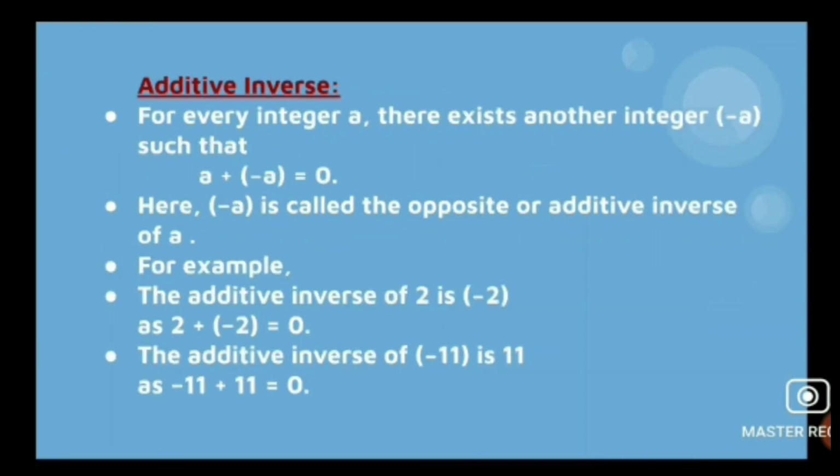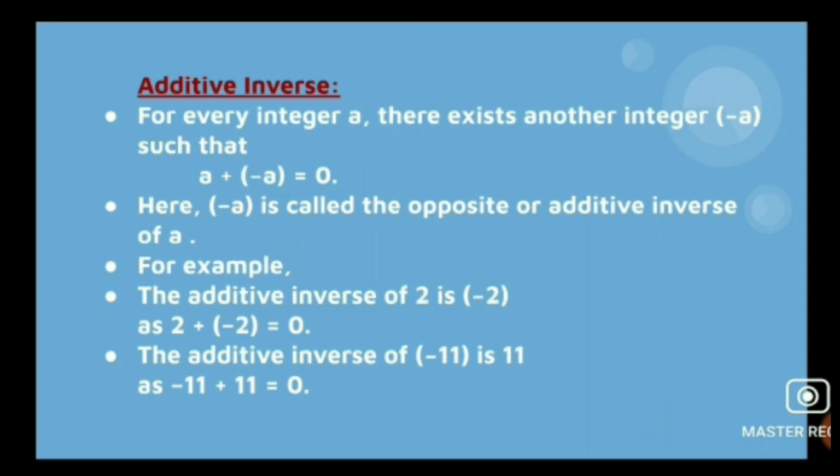Next one, additive inverse. For every integer a, there exists another integer minus a such that a plus minus a is equal to 0. Here, minus a is called the opposite or additive inverse of a. For example, if they have given a positive integer, you have to write a negative integer. If they have given a negative integer, you just have to change it to a positive integer. So additive inverse of 2 is minus 2. Additive inverse of minus 2 is plus 2. You just change the sign. When you add the given number and its additive inverse, you will always get the result 0.